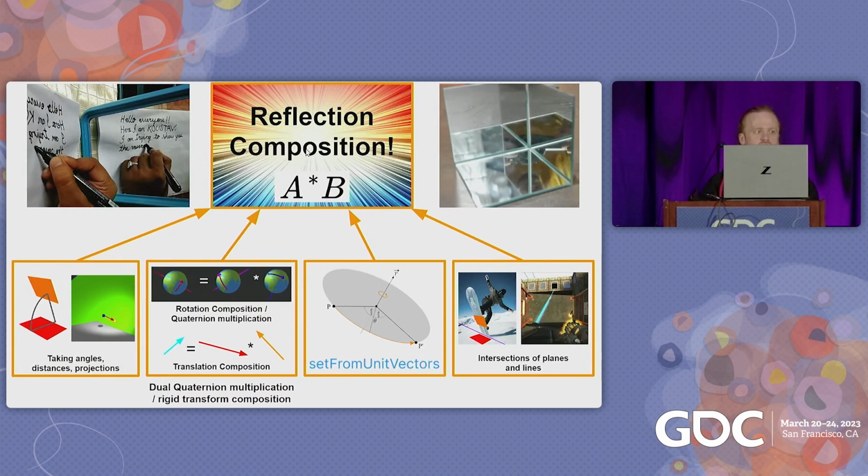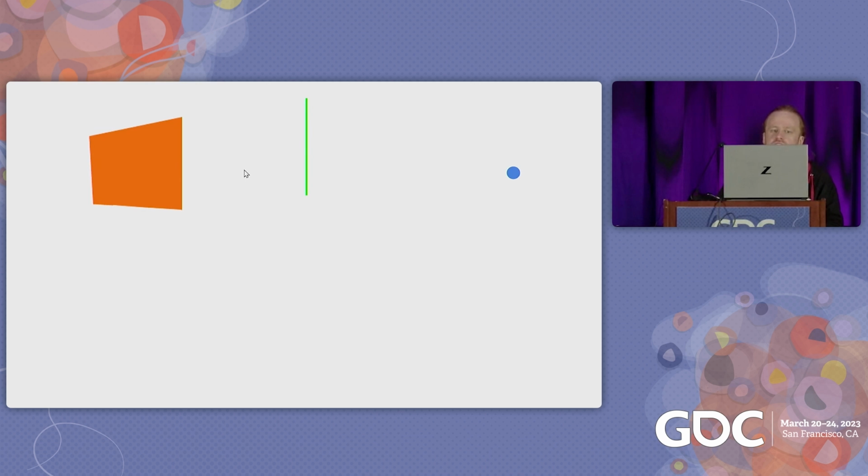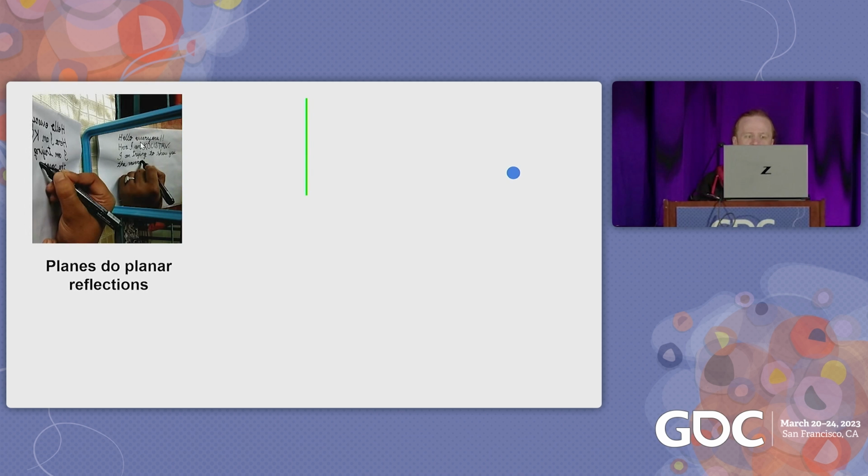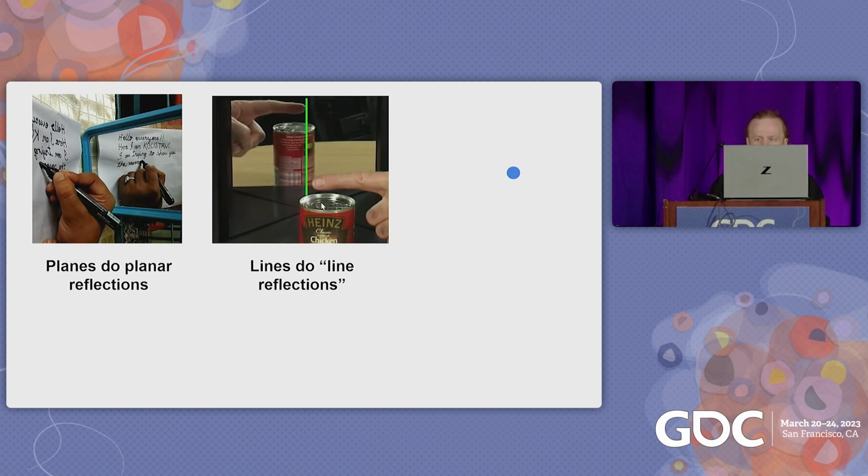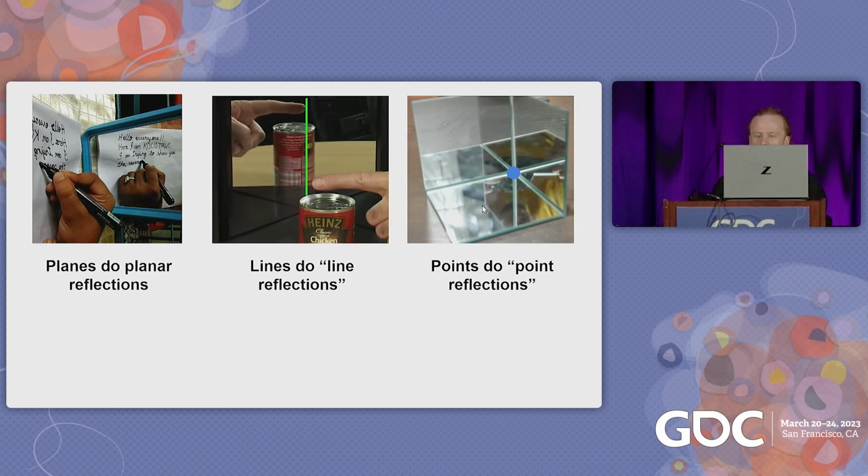And I would claim that a large number of video game engines contain little pieces of reflection composition. The closest that they come to having actual reflection composition is in this function. But yes, reflection composition is a very, very fundamental thing going on with a lot of geometry that we do for video games. So we're thinking about points, lines, and planes, and we're going to think about planes as being planar reflections, and then lines do things called line reflections, and points do things called point reflections. To which you say, oh God, why would I care about this stuff?